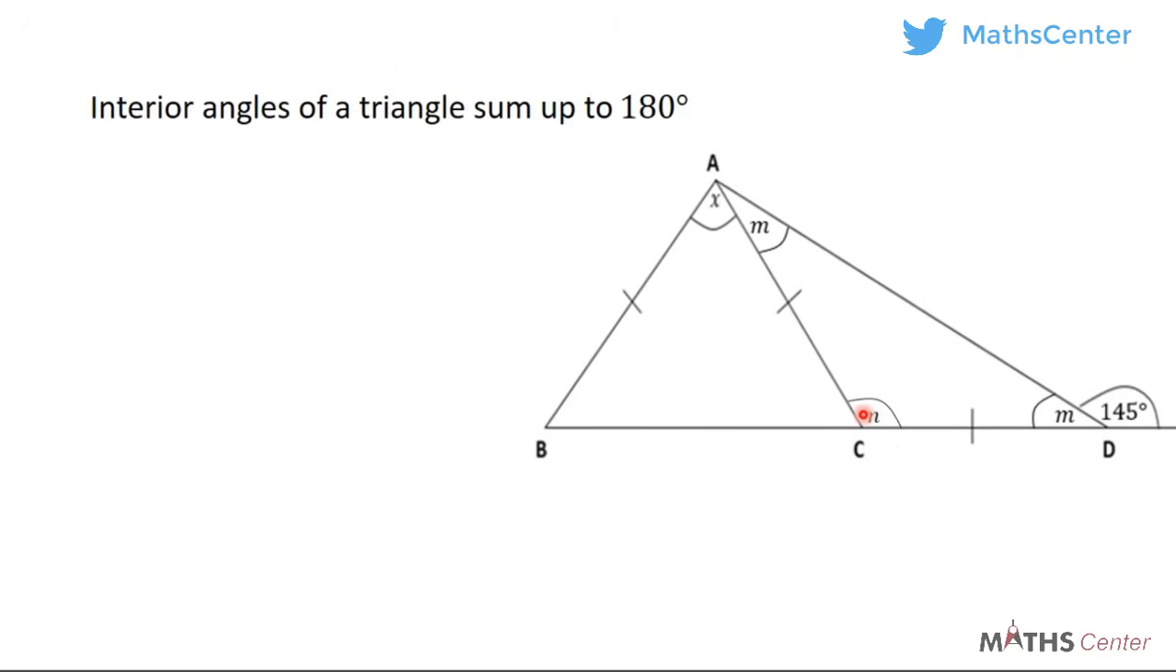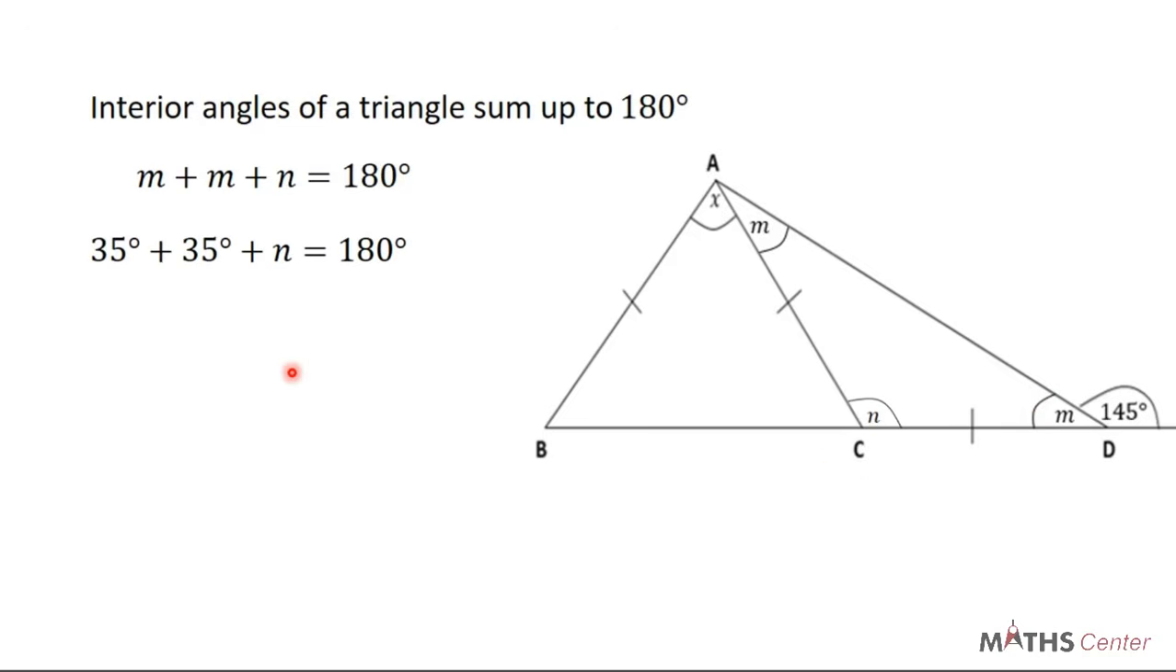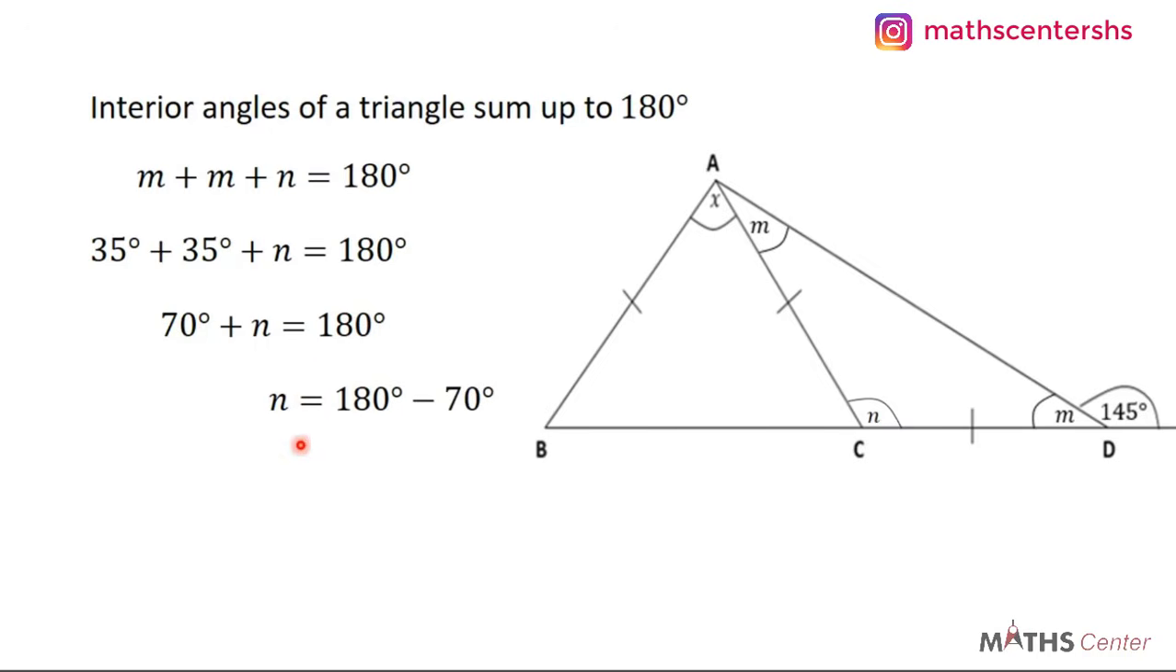So let's assume that this angle here is N. We know that interior angles of a triangle add up to 180 degrees. So M plus M plus N will give us 180 degrees. M is 35 degrees, so we are having 35 degrees plus 35 degrees plus N to give us 180 degrees. So 35 plus 35 will give us 70. So we are having 70 degrees plus N is equal to 180 degrees. So we simplify and N is giving us 110 degrees. So we have here to be 110 degrees.